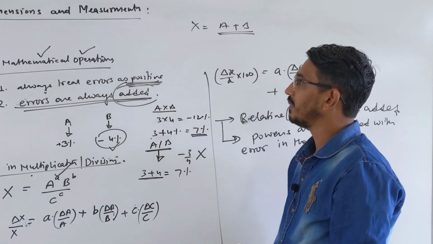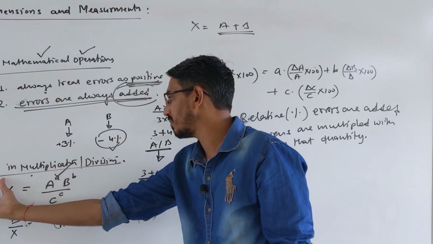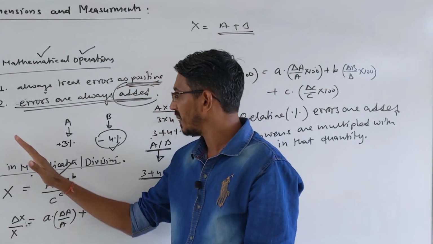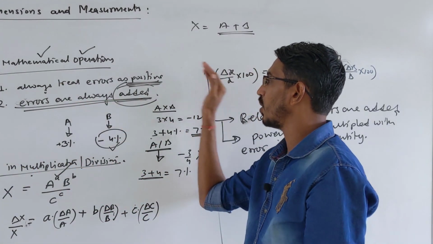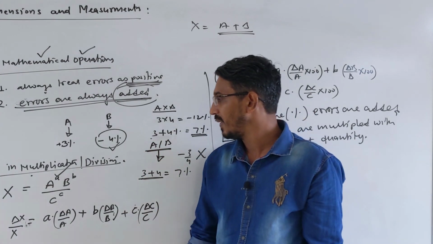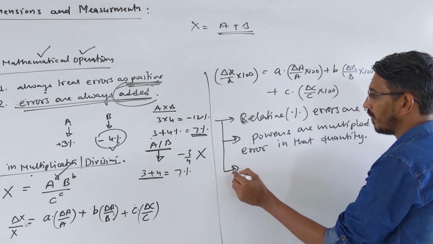So once more, we are talking about errors in mathematical operations. The first part is learning errors in multiplication and division, and the second topic will be error in addition or subtraction. So for multiplication and division, what is the rule? Everything you have to call positive, everything you have to add, all errors you have to treat as positive. Even if a negative power is given, like here some negative power will be given.